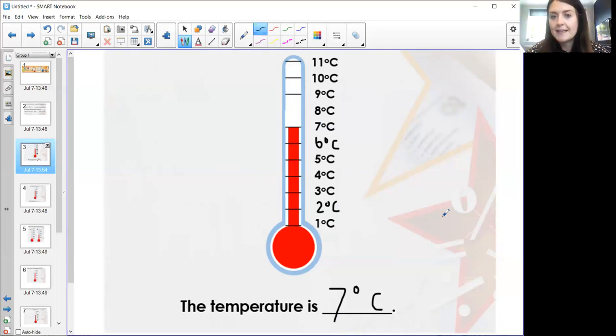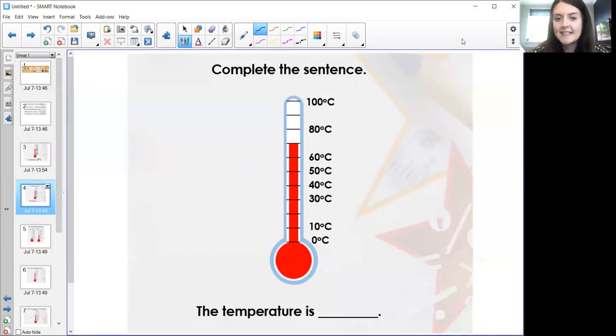Sometimes the numbers won't be as simple as this and they won't be going in ones. We've got to learn how to spot patterns and how to work out what the numbers are going up in and what the scale is. Okay, so this is the next one that we're going to have a look at. Now we're going to do the same thing, and we're going to look at what the numbers are going up in, up the side of the thermometer.